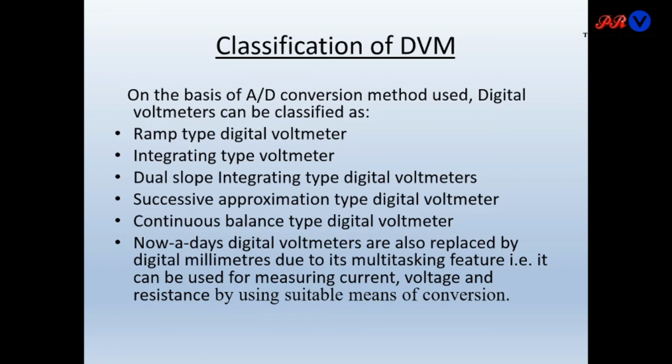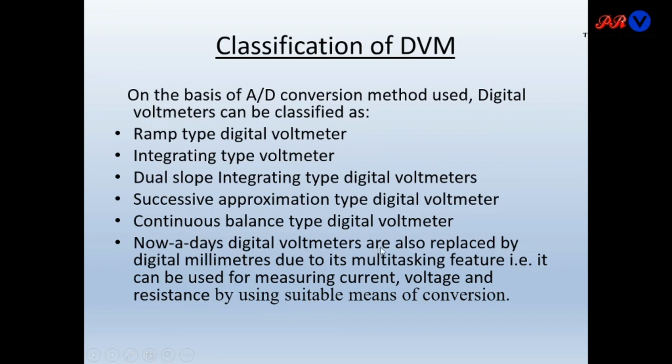Next is the classification of DVMs. How are DVMs classified? On the basis of the A to D conversion method. So, we have different types of digital voltmeters: ramp type, integrating type, dual slope integrating type, successive approximation type, and continuous balance type digital voltmeters. These are the methods through which we convert our analog signal to digital. According to these methods, we have different types of digital voltmeters.